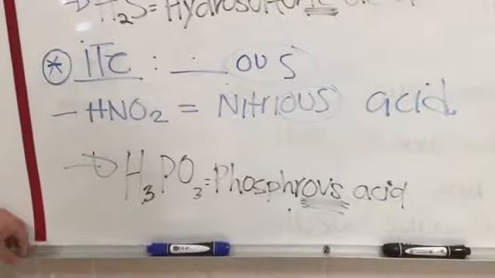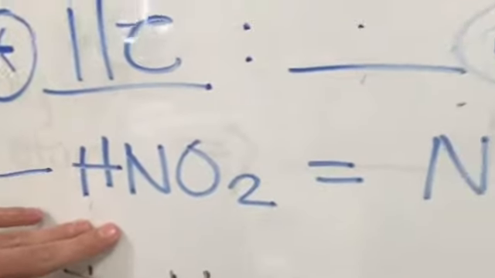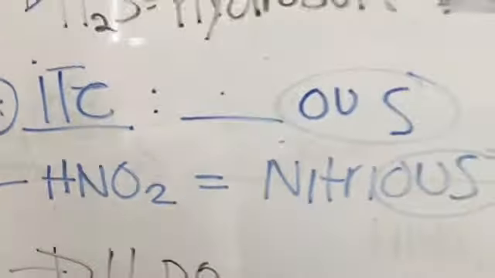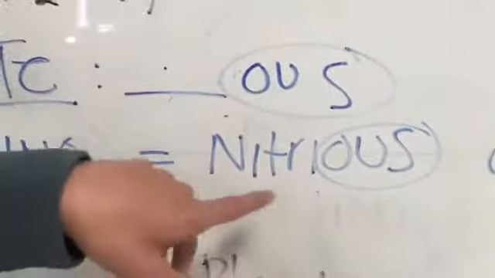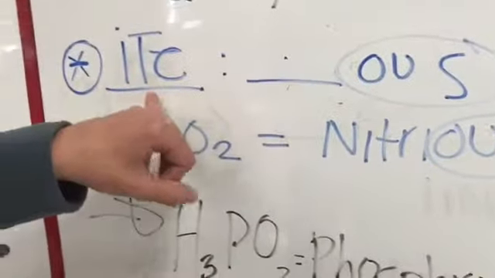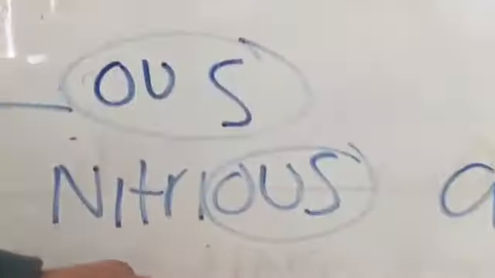Over here we have HNO2, so we have hydrogen nitrite. What you do is you just put nitrite, but instead of adding the -ite like you would in a normal polyatomic ion, you use -ous and then you add acid at the end.